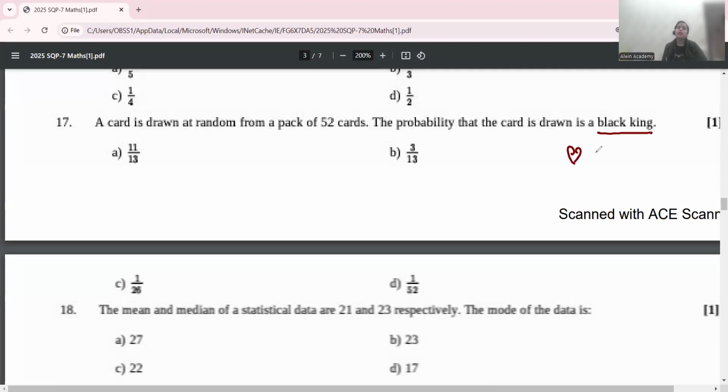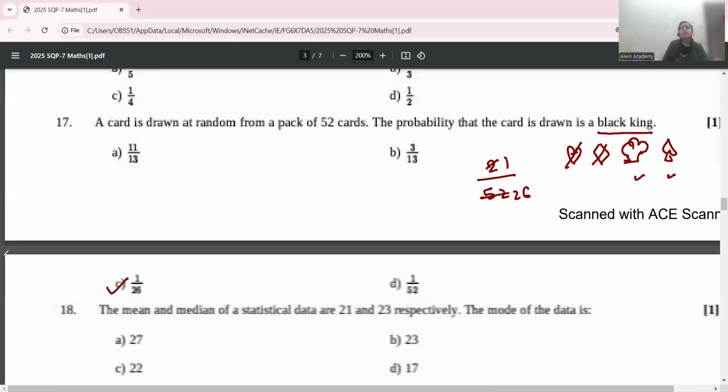We have the king of hearts, the king of diamonds, and we have the spade and the club. Excuse me for the drawing, please. Out of these, two are red cards and these two are black. So we have only two black kings, which is 2 out of 52 cards. This is 1 by 26, option number C.